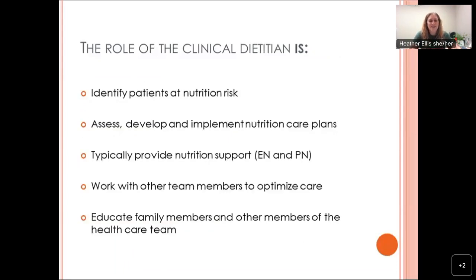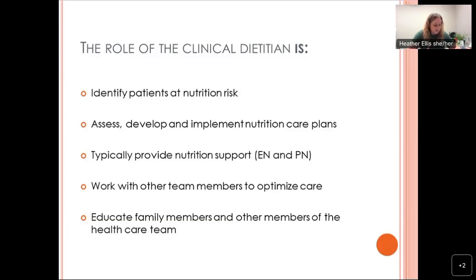The role of a clinical dietitian is identifying patients at nutrition risk, assessing, developing, and implementing nutrition care plans. Typically, we provide nutrition support either enterally or parenterally. We work with other team members to optimize care, and we educate family members and other members of the healthcare team. So patients at nutrition risk include patients with burns, wounds, head injuries, trauma, unintentional weight loss, dysphagia, or patients who are NPO for any duration of time.